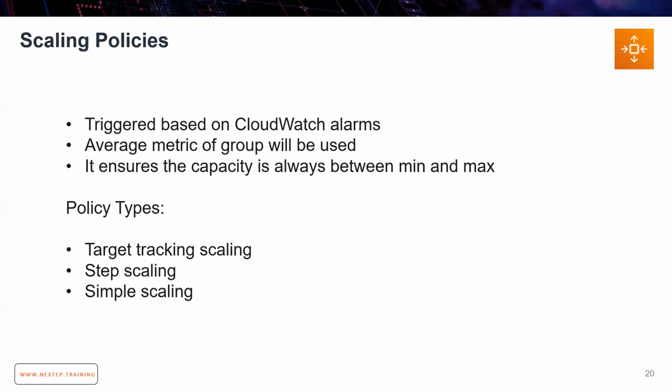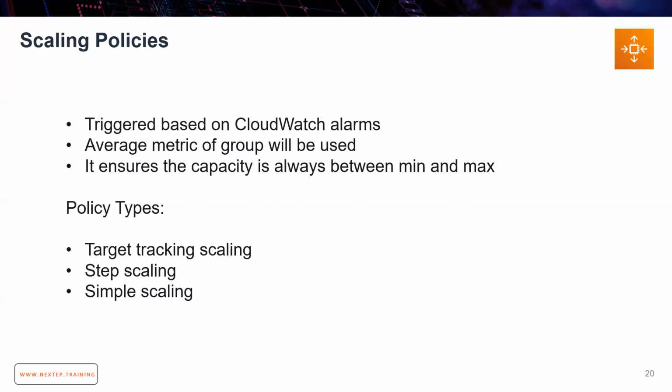So there is something called scaling policies, right? The scaling policies are triggered based on CloudWatch alarms. You can define your CloudWatch alarms, and you can say that once that CloudWatch alarm goes off, then I want this policy to be applied. And it ensures the capacity is always between minimum and maximum. So your scaling policies always swing between minimum and maximum.